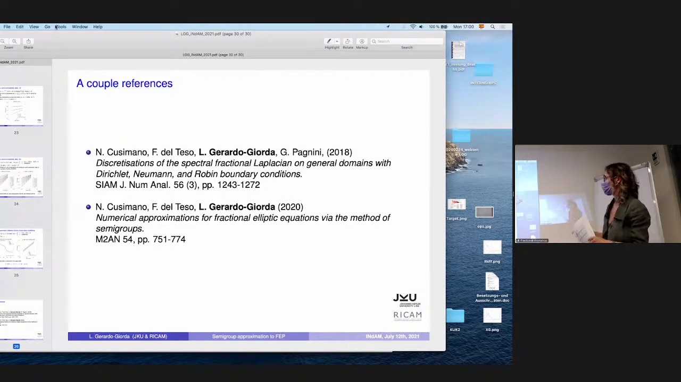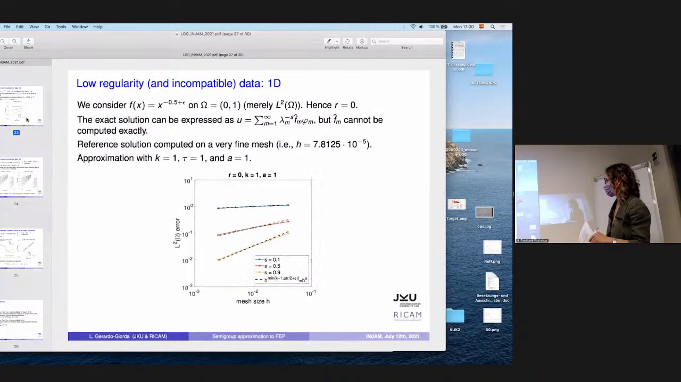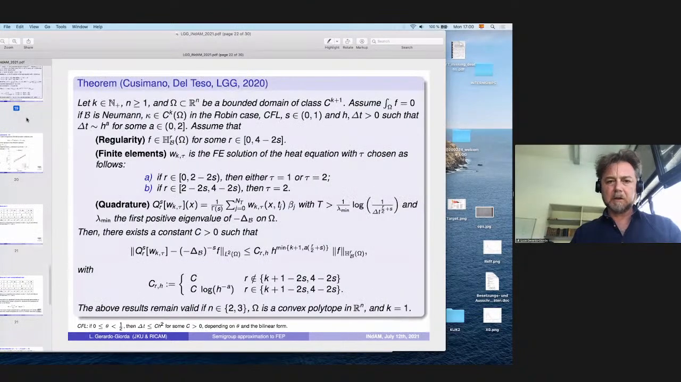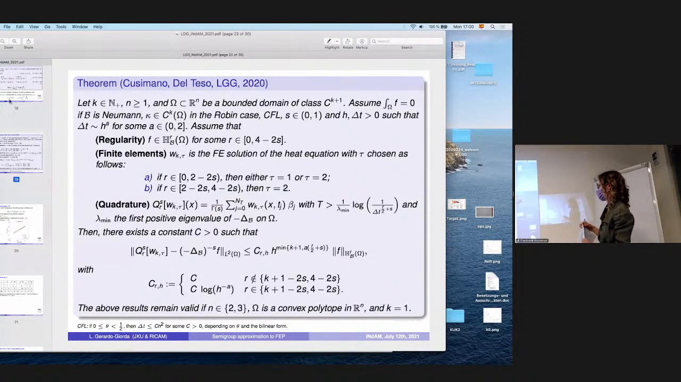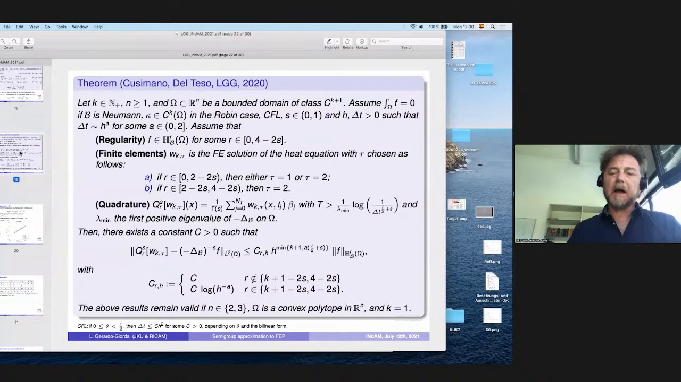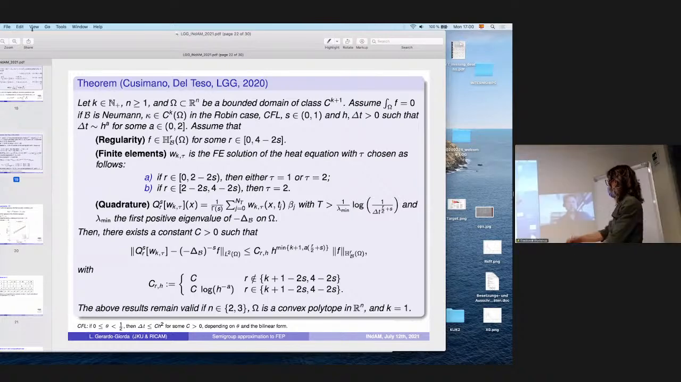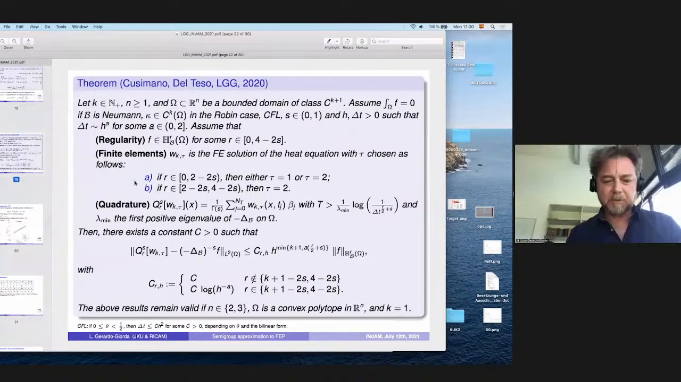Apart from the parameter R, which depends on F, is there a way to automatically detect how to choose the other parameters of the method? So you are mentioning A and S, all the other guys. Well, R is given. R, you have nothing to do with that.